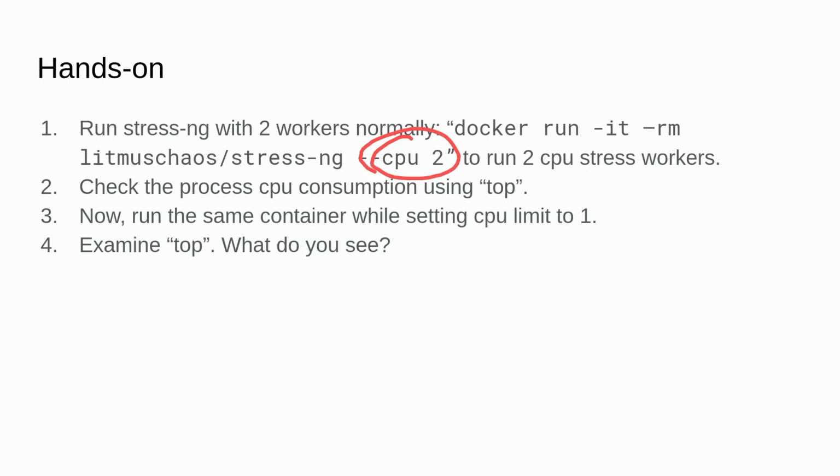This --cpu 2 is a flag to stress-ng, right? It's asking it to run 2 workers. Separately, you need to add the --cpus flag here, so essentially like this, --cpus 1 or something. These are 2 different flags. What you want to do is run the container, use top and see that it's consuming so much CPU, and then run it with the limit of 1 and see that it's actually consuming less CPU.